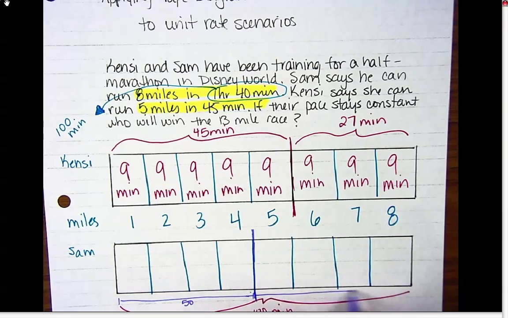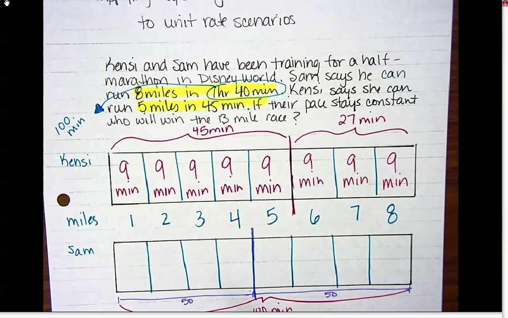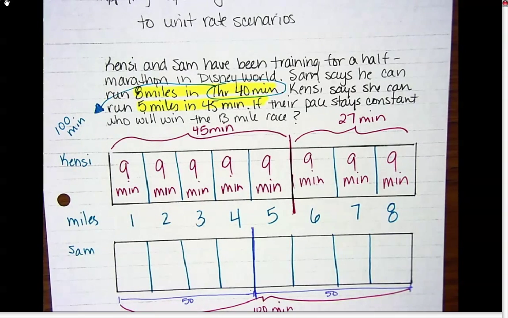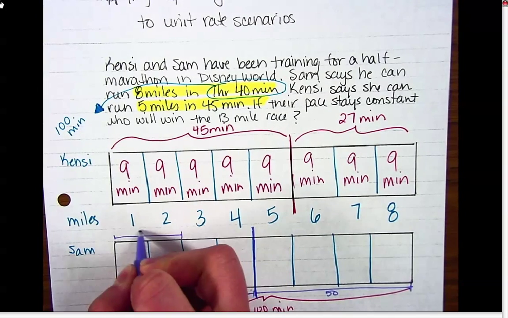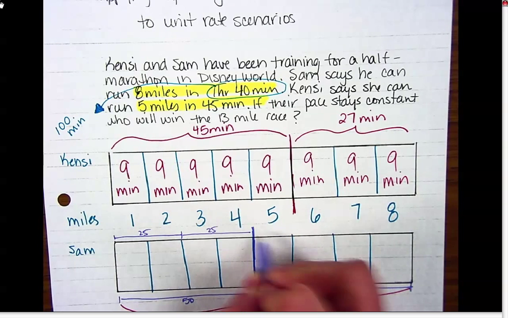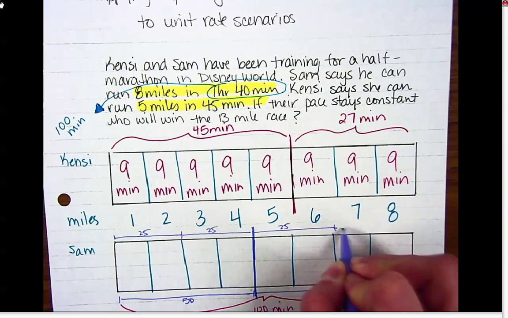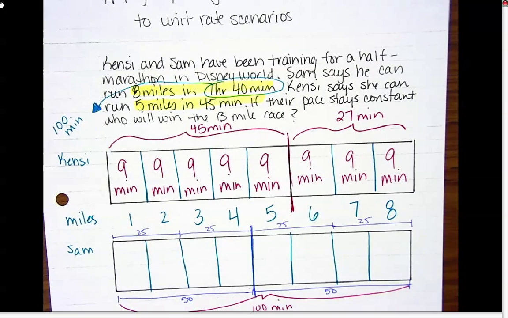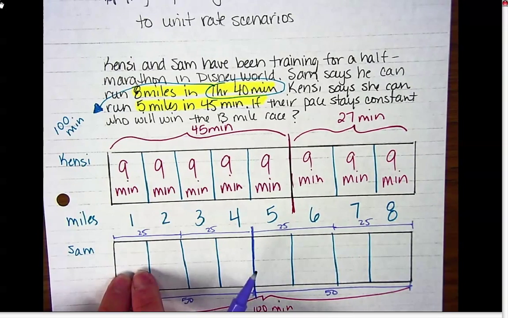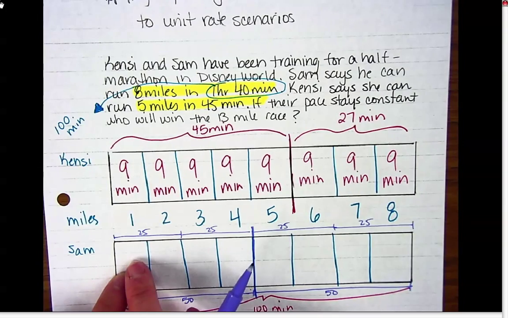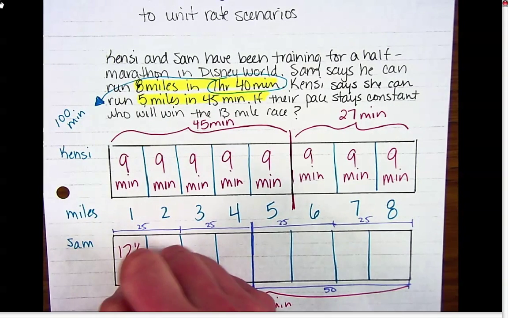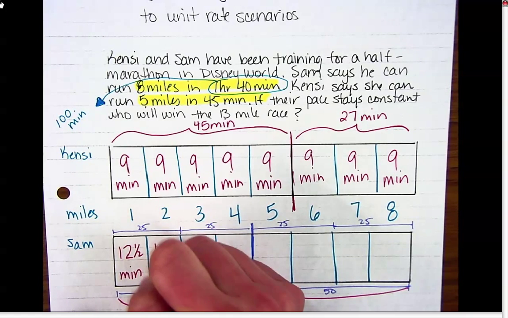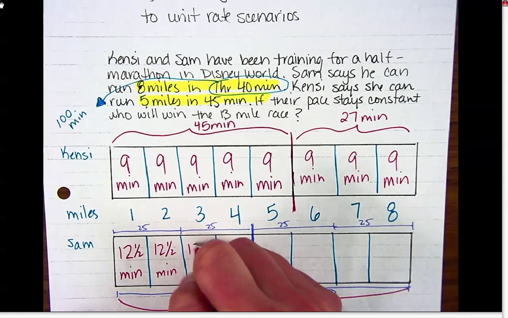50 and 50. All right, so that's for 4 sections. And then I think I can do 25s, so for 2 sections. So this is going to be 25, 25, 25, 25. And that means that each individual section has to be 12 and a half, because 25 divided by 2 gives me 12 and a half. All right, so that means that Sam is running 12 and a half minutes per mile. So I'm going to fill that in for each of them.